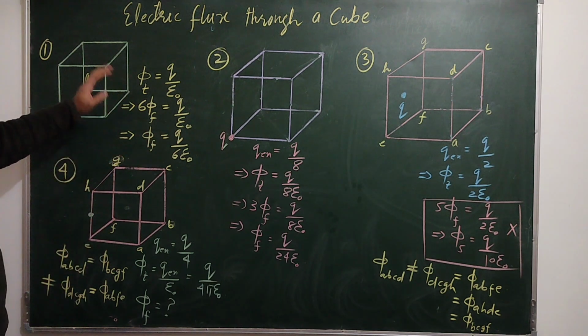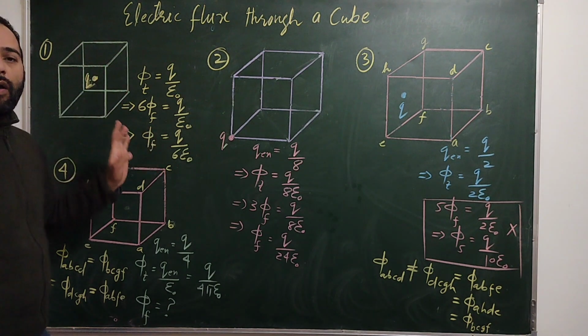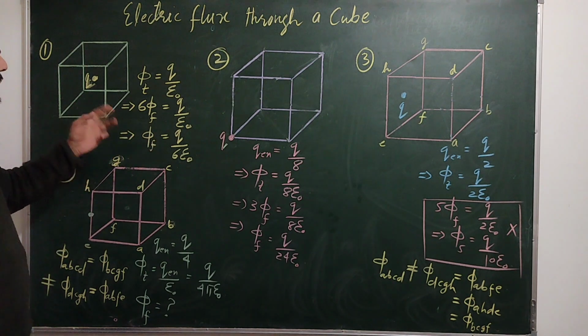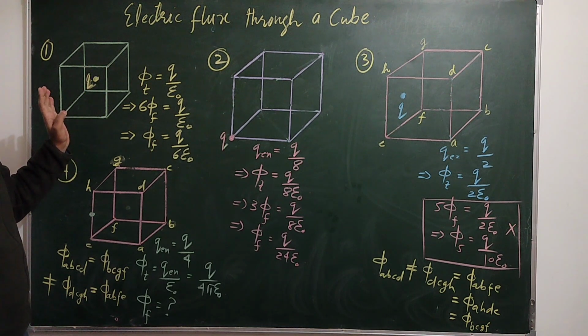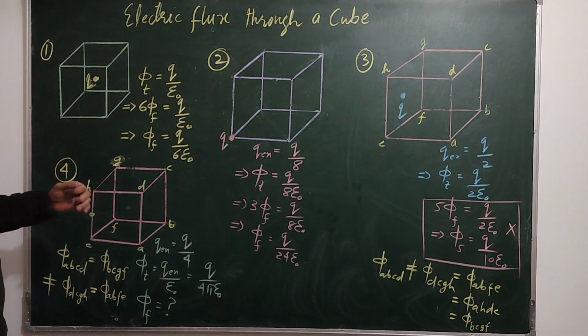But here we are using Gauss's theorem, so we have to first calculate the flux through the whole cube, then we can calculate the flux through each face. Now the question is, is there any direct method by which we can calculate the flux through each face of the cube? That I will discuss later on.